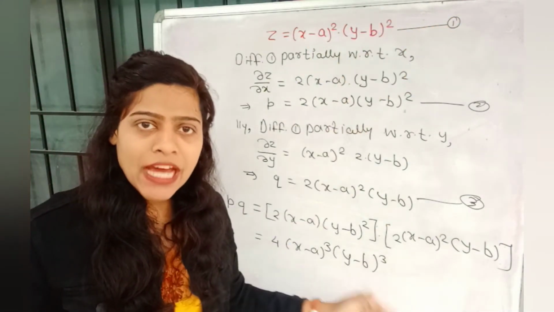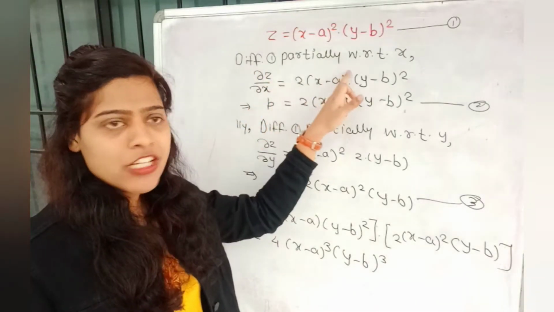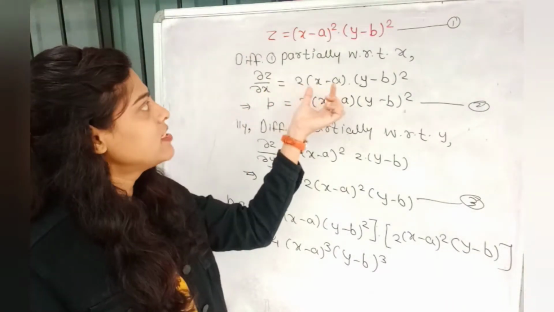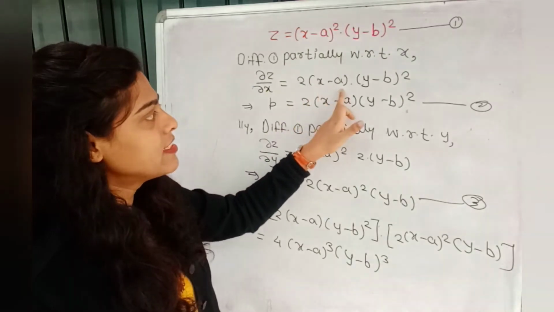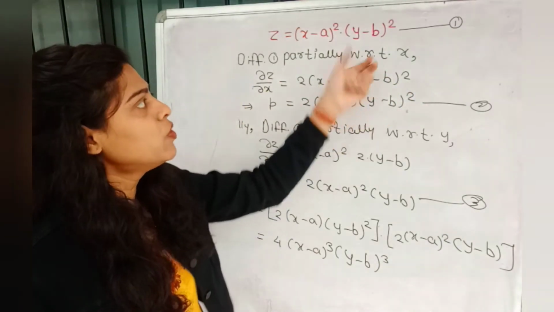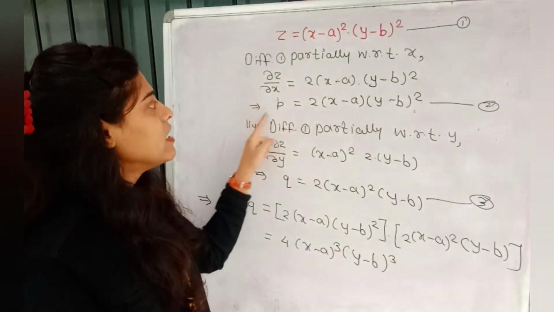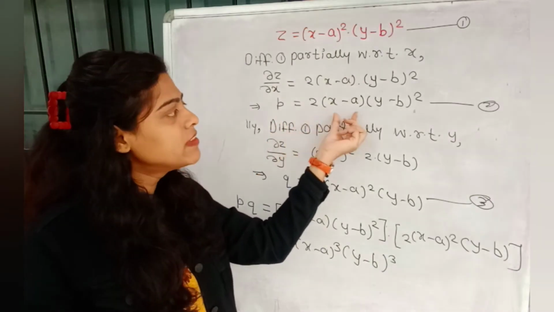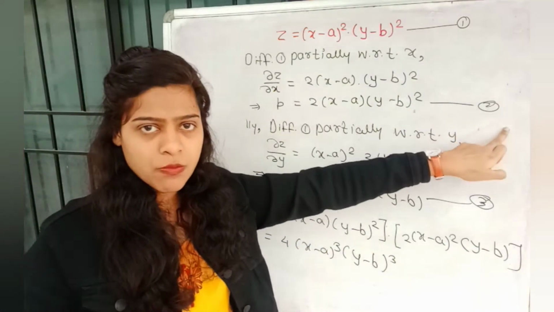To find its partial differential equation, firstly we differentiate equation 1 partially with respect to x. Then on the LHS we get dou z by dou x, which is equal to, taking the derivative on the RHS, 2 into (x minus a) into the derivative of x with respect to x, which is 1, into (y minus b) whole square, which remains constant here. Dou z by dou x is replaced by small p. So small p is equal to 2 times (x minus a) into (y minus b) whole square. We denote this as equation number 2.